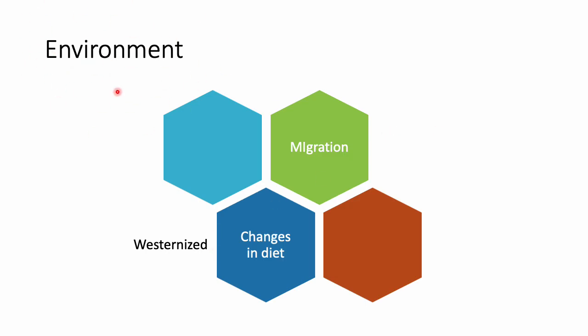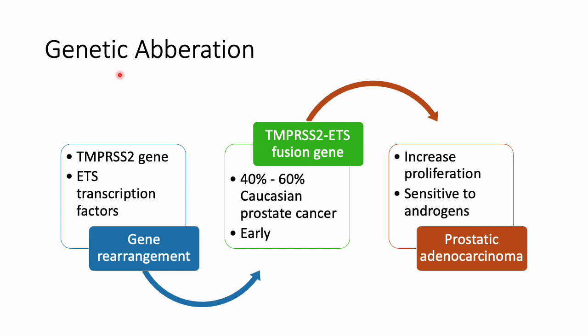Sometimes the environment plays a very important role, especially the westernization of our diet nowadays. This is not clearly understood, but from research and previous studies, it does seem to have some association with changes in diet. Westernization of diet means if you eat more burgers and steaks, other types of western food, this might increase the risk to develop prostatic adenocarcinoma. This includes migration. Of course, when you migrate, the only food available is local food, so there might be changes in diet also. So migration is closely related with changes in diet. And sometimes genetic aberration, which unfortunately occurs in a person or in the patients.